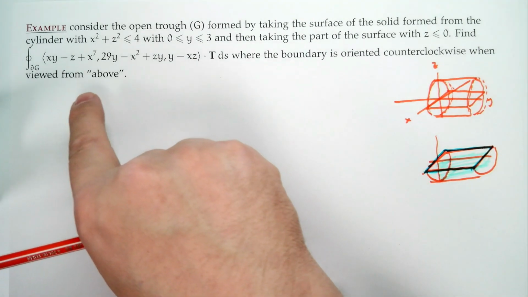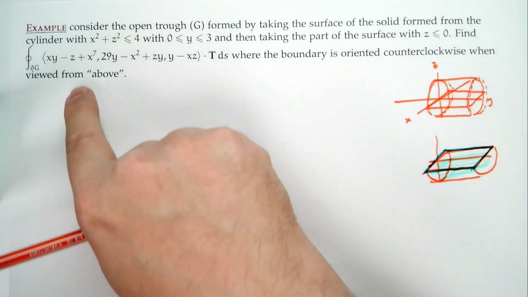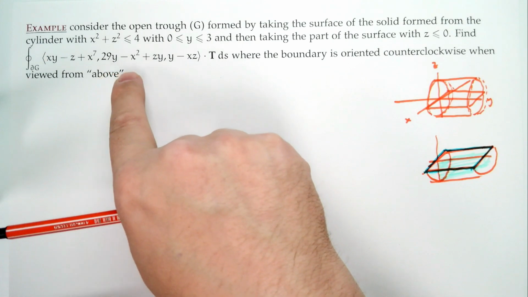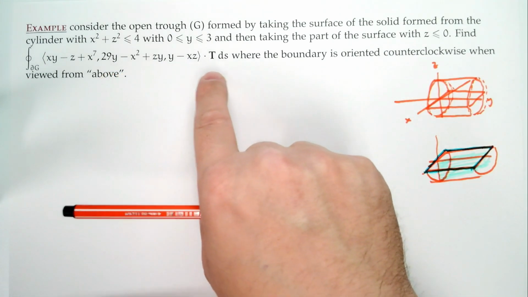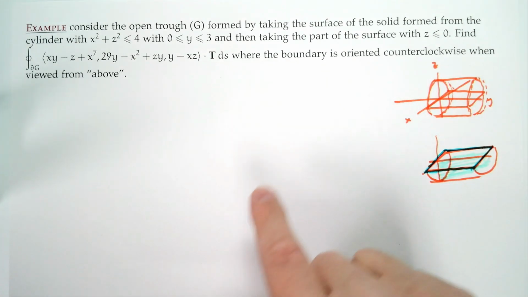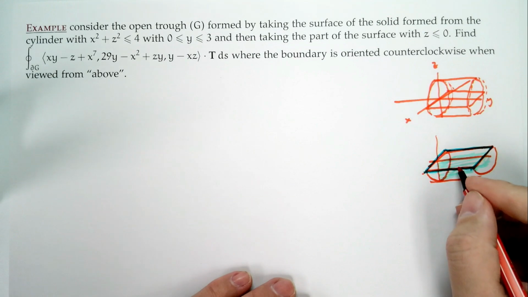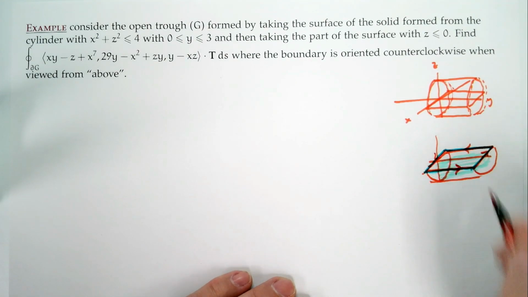Find the integral on the boundary of this shape. So here's our integral of the vector field xy minus z plus x to the 7th, comma, 29y minus x squared plus zy, comma, y minus xz, dot T ds, where the boundary is oriented counterclockwise when viewed from above. Okay, so that means I have this nice counterclockwise motion.